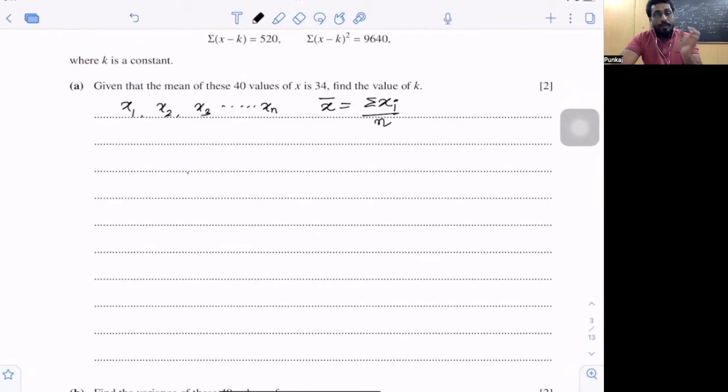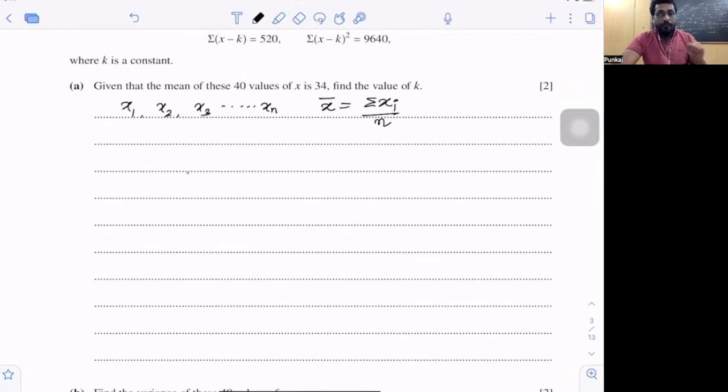So the new mean is going to be x bar plus k. And same goes with if you're going to subtract by a certain amount. So x1 minus k, x2 minus k, and so on. Then the mean will also get reduced by k. So the new mean would be x bar minus k. This is true for multiplication as well as division also.